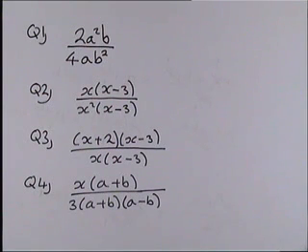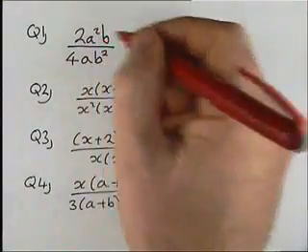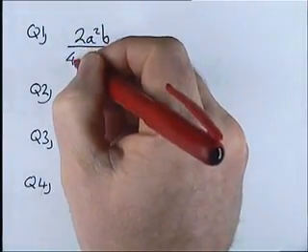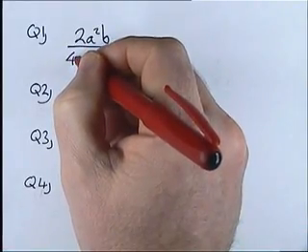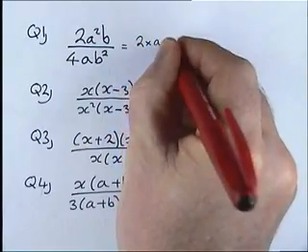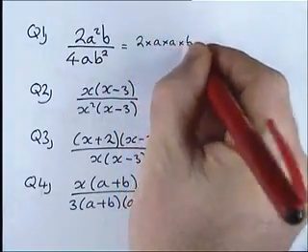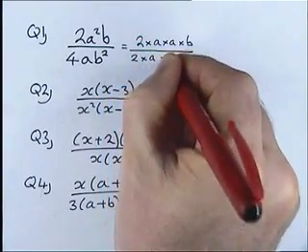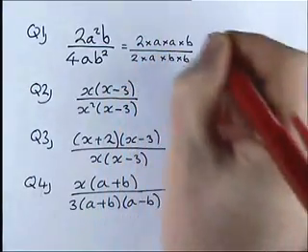Okay, looking at the top one then, let's look for common factors. Well, this has a common factor of 2, because 4 is 2 lots of 2. Now we could write this out as 2 times A times A times B over 2 times A times B times B.